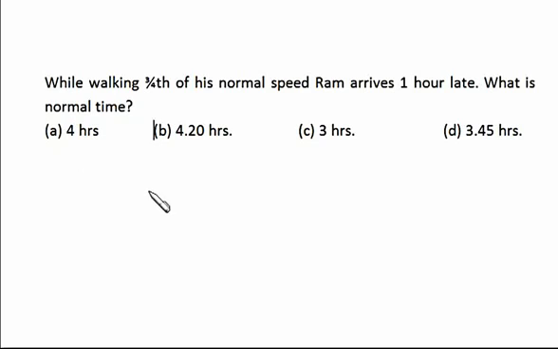Now let's see this interesting question. While walking 3/4 of the normal speed, Ram arrives 1 hour late. What is the normal time? That means what is the normal time to cover that particular distance? Okay. So, friends, further the same logic is over here.